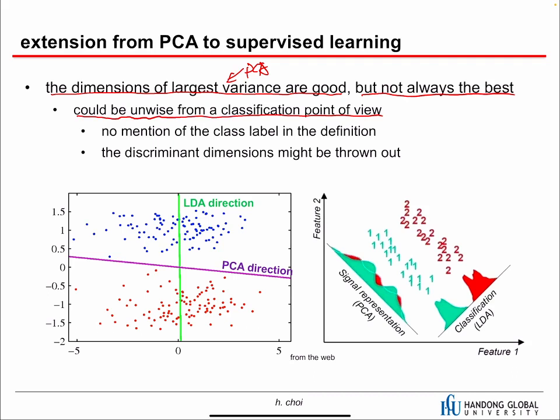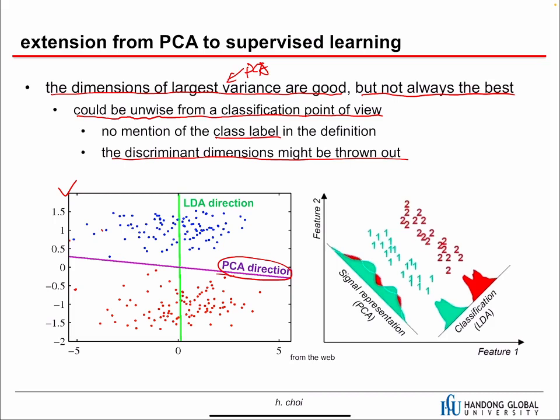As I said, in the PCA we don't use labels. But what if we have labels? In the PCA we cannot use class label information. The discriminant dimensions might be thrown out because PCA is focusing on just largest variance. So let's take an example here. We have lots of samples, and in PCA, we have no idea about the labels. So we just consider all the samples as just one set.